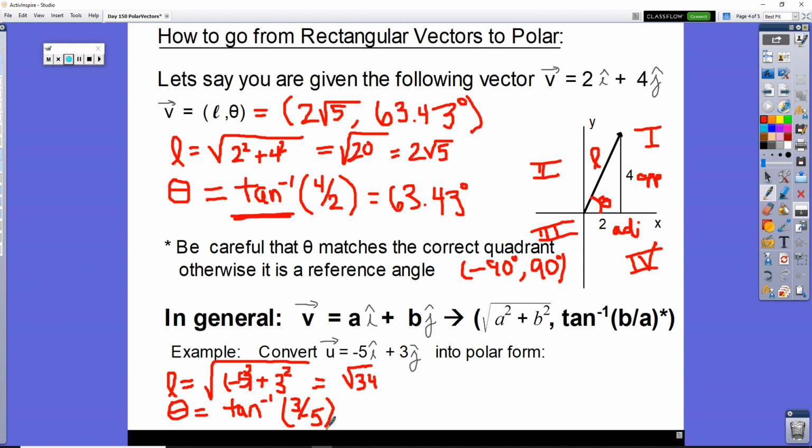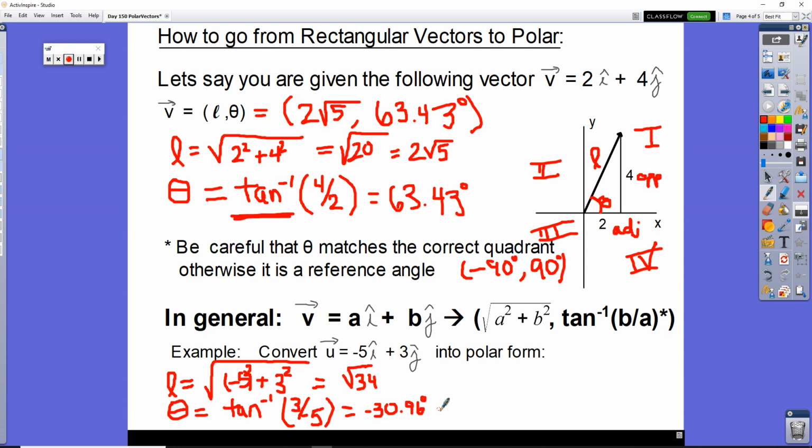Now here comes the tricky part. What your calculator is going to tell you for the directional angle is negative 30.96. Now let's stop and think about this angle for a second. Negative 30.96 is in quadrant 4. That would be going down to the right and down. But if we look at our vector, we notice that's not what it's doing. This vector is going left and up.